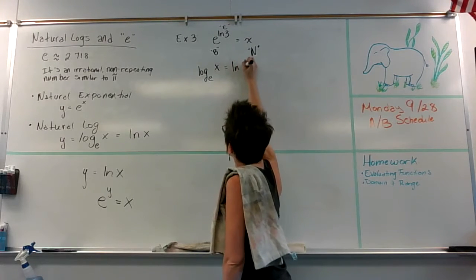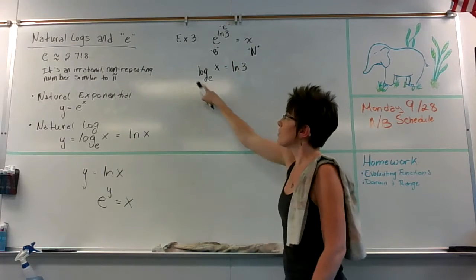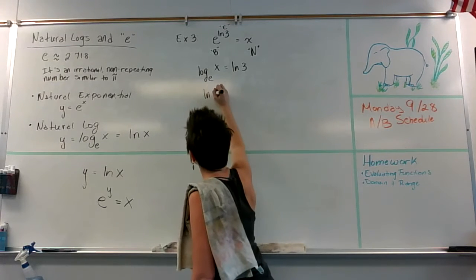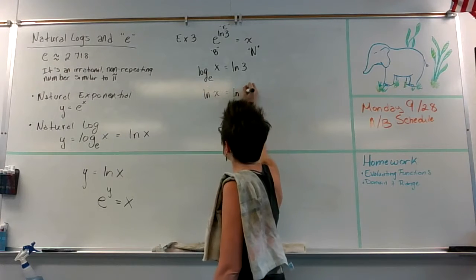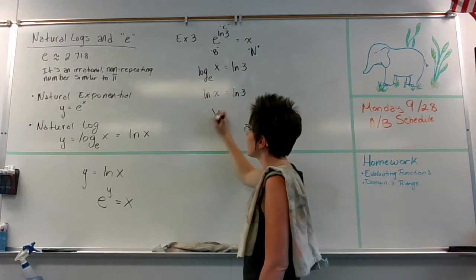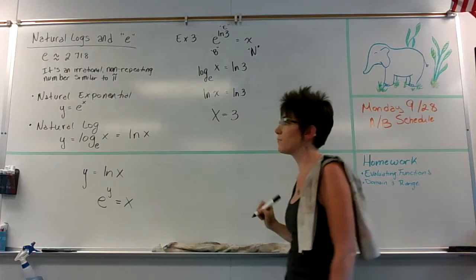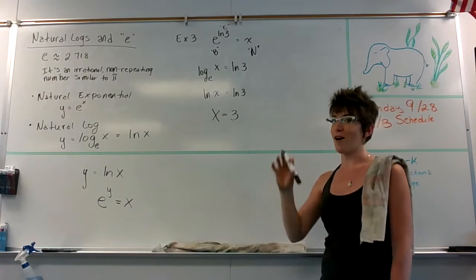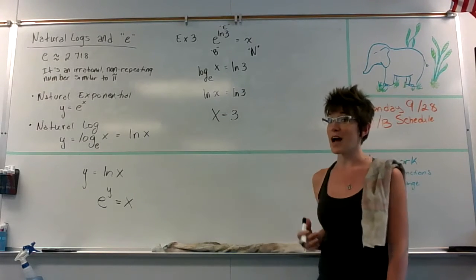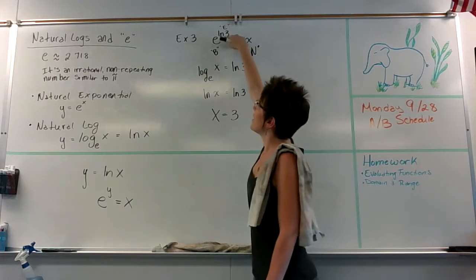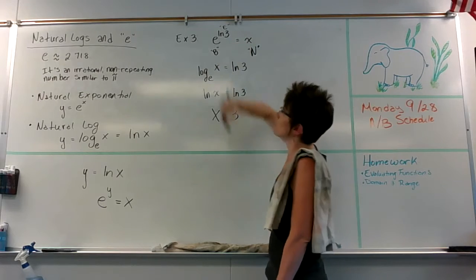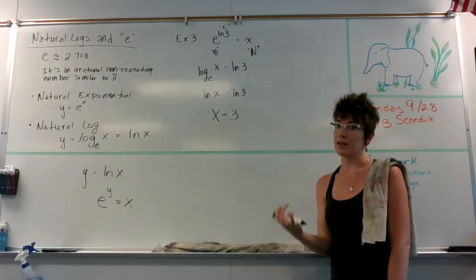natural log of 3. But I know that log of the base e is just natural log. So this is actually natural log of x is equal to natural log of 3, and quite clearly I can see that x must be equal to 3. So, like in the last problem where the natural log and e canceled out, the same thing's happening here, where this e and natural log are canceling out, and I'm just left with the fact that x is equal to the input 3 in this case.